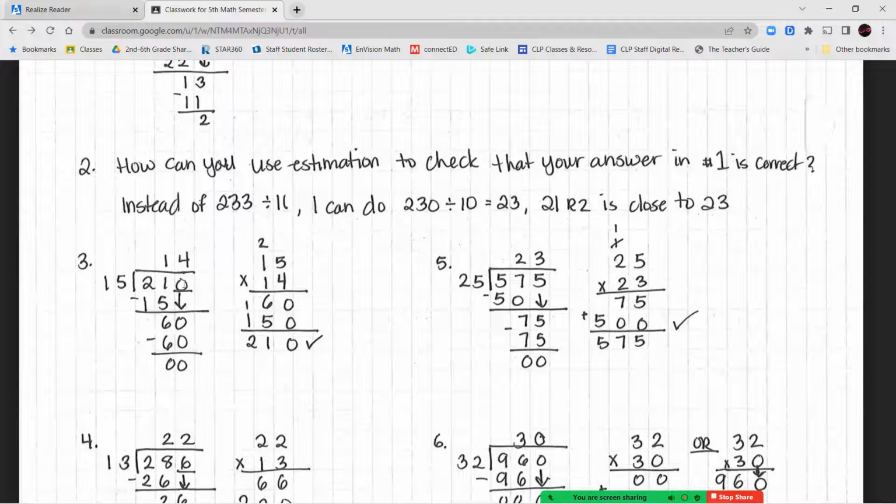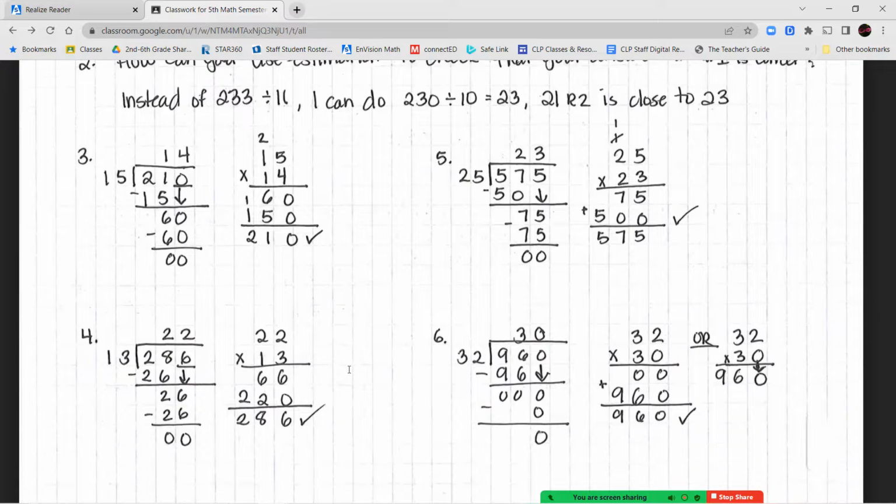Now I'm going to do my inverse operation. I'm going to do 15 times 14 and see if I get back to 210. If I do, then I know my work is correct. So I multiplied my two digits here, I added my partial products, and I did get back to 210. So I know that my work here was correct.